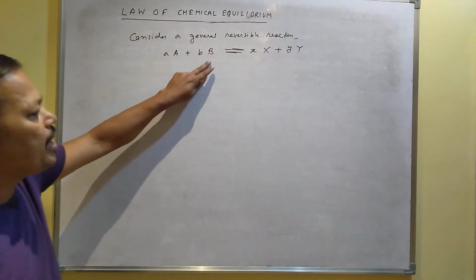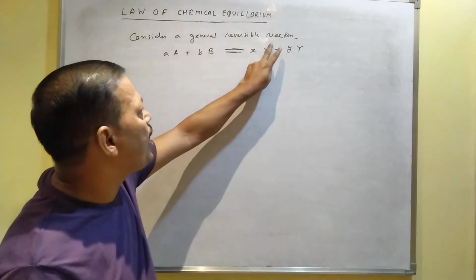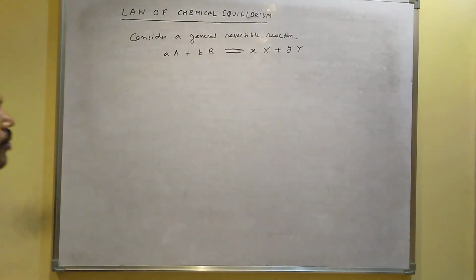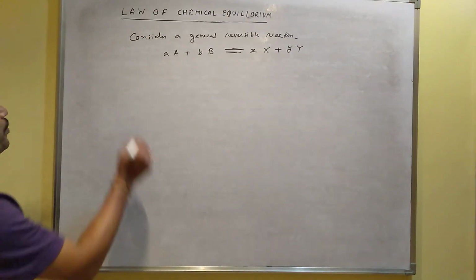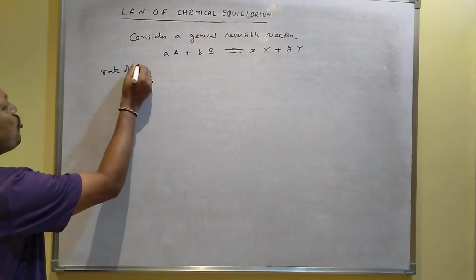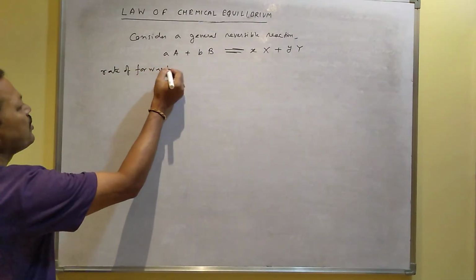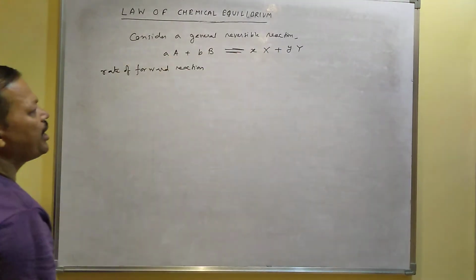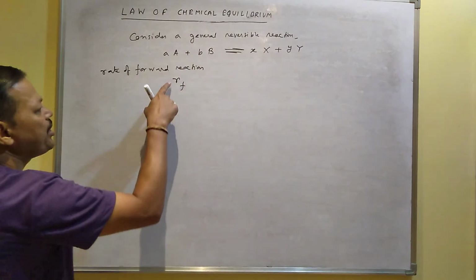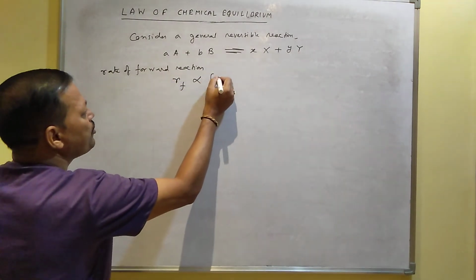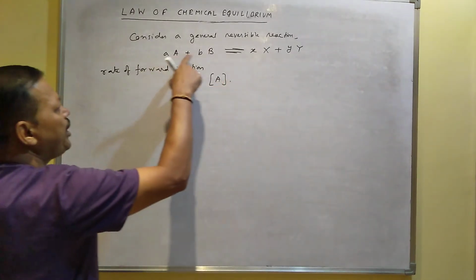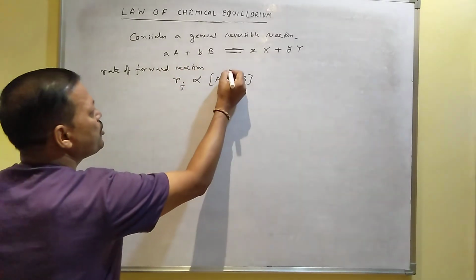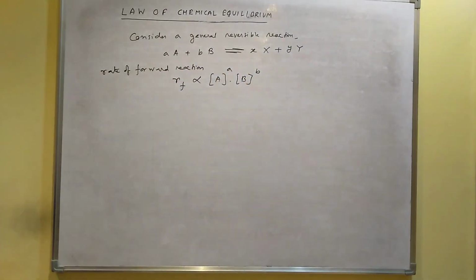Here capital A and B are the reactants and capital X and Y are the products. The small a, small b, small x, small y represent the coefficients in the balanced equation. Now if you want to write the rate of the forward reaction, when you consider the forward direction, A and B are the reactants. Then you can write RF, the rate of forward reaction, is directly proportional to the multiplication of the concentration of A into the concentration of B. Since they have coefficients a and b, they should be raised to those powers. So this is the rate of the forward reaction.